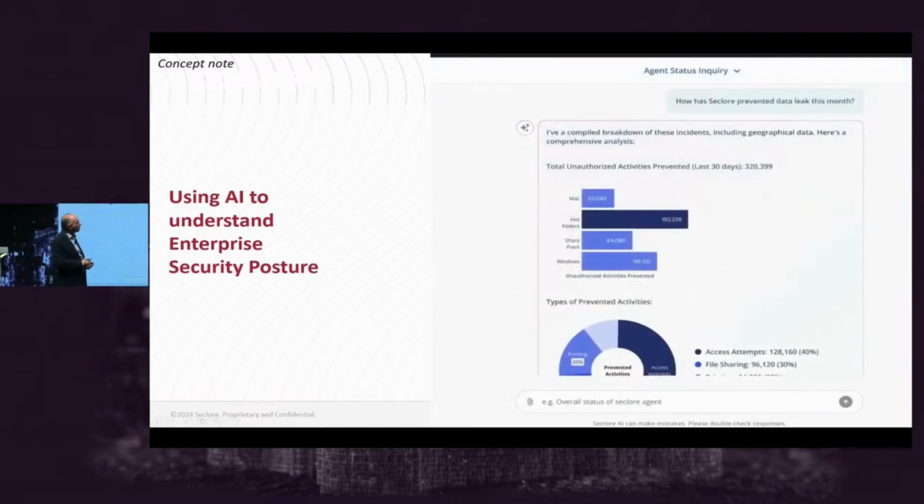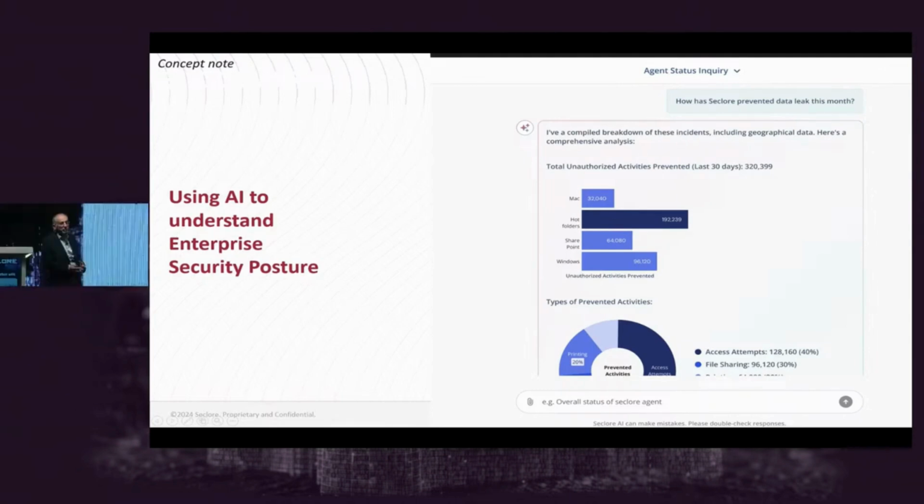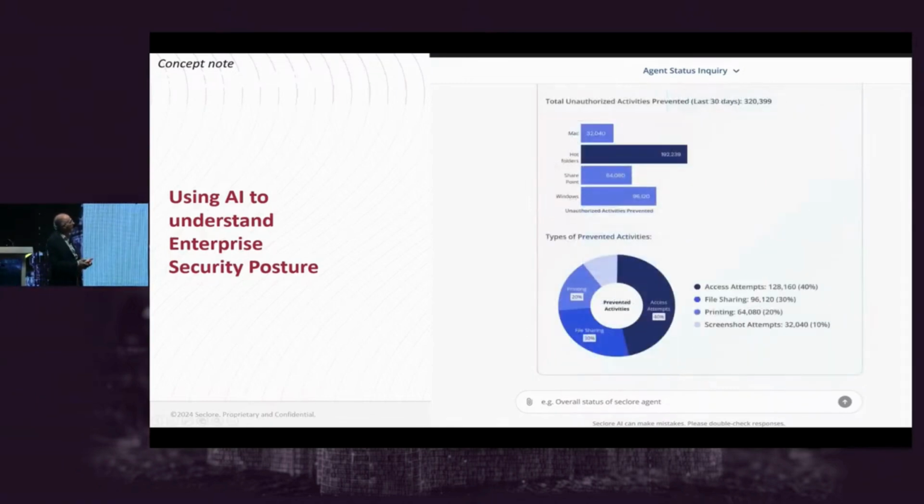Here's an example. The user has asked, how has Seclore prevented data leak this month? And here we're showing that the total unauthorized activities prevented were 320,000 plus. And this is where they're coming from. Some are on Mac, some are in hot folders, which is a capability that we have. Some of them are in a repository, on SharePoint repository, and some are on Windows machines. And then go further and say, not only that, we can also tell you about the type of activities that we prevented.